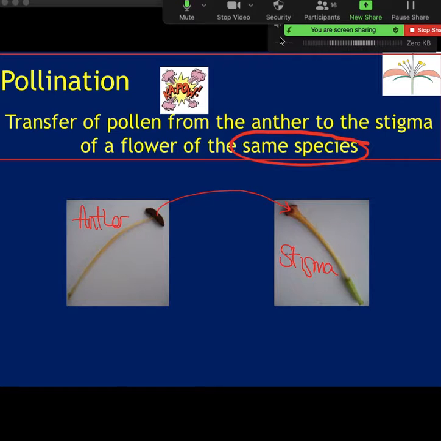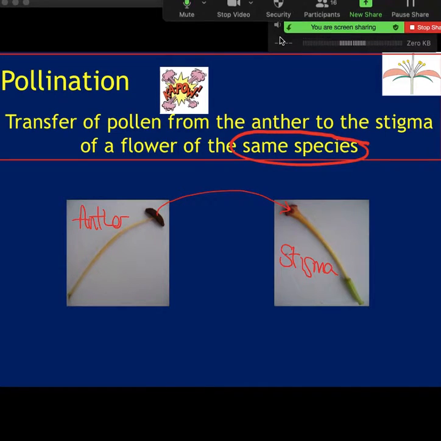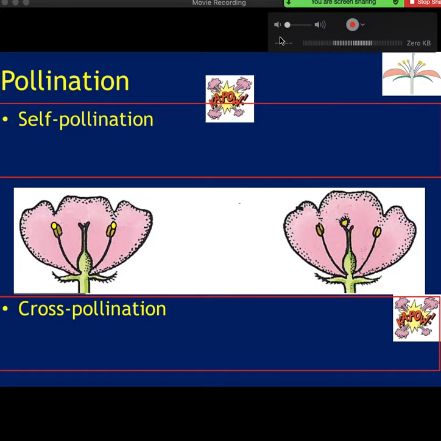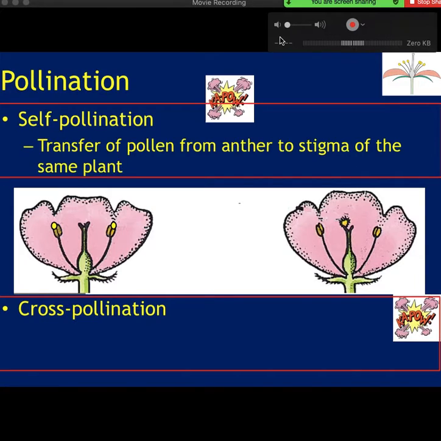Okay, so there are two types of pollination. You're either self-pollinated or cross-pollinated. The little diagram down here, the two pictures of the flowers, will show you. If you're self-pollinated, you're putting your pollen from your anther to your stigma in the same plant. In the little animation of the flower, you'll see the little yellow pollen grain go onto the stigma here. And if you're cross-pollinated, you're going to a different plant.